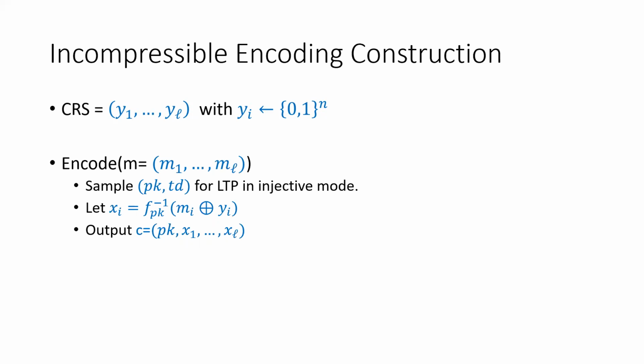I'm just going to do the following. I sample a public key and a trapdoor for the lossy trapdoor permutation in injective mode. So this public key is in injective mode. And then I use the trapdoor to invert the permutation on the blocks mi XOR yi. So I'm taking the message that I'm encoding, XORing it with the component in the CRS, and inverting. The code word just consists of the public key and these pre-images x1 up to xL.